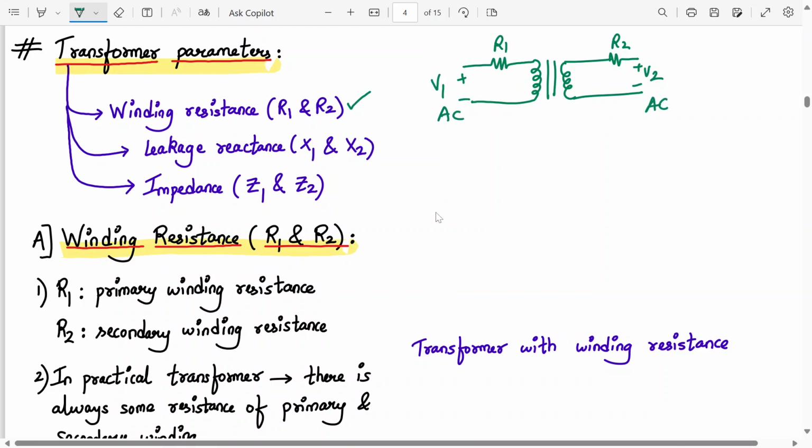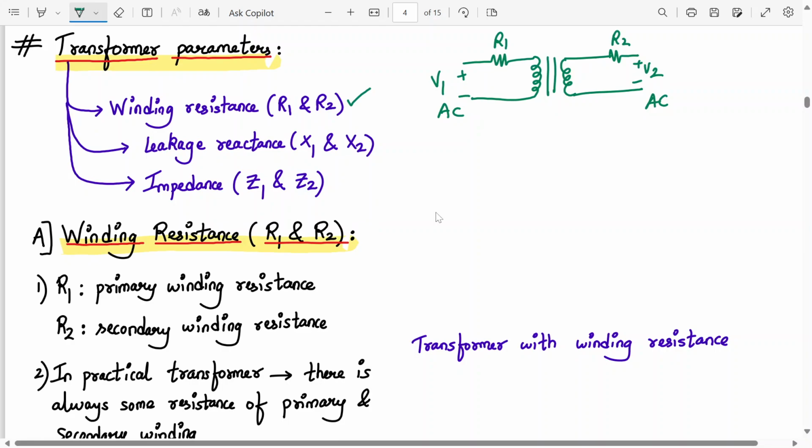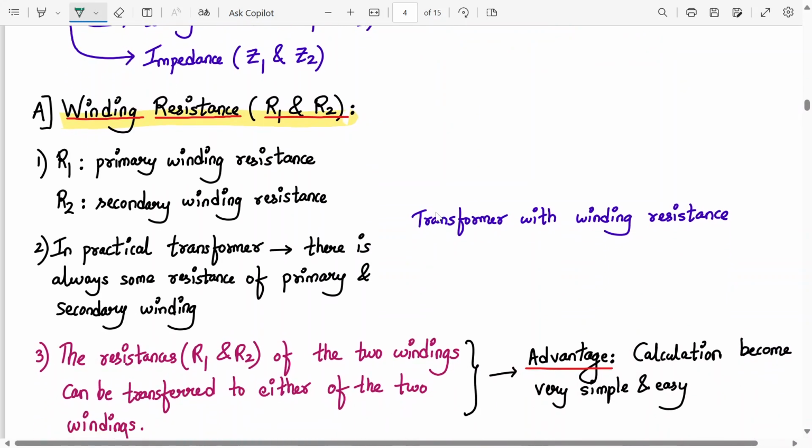Then we have leakage reactance X1 and X2, and then we have impedance Z1 and Z2. We'll see what these things are, leakage reactance. First we'll go to the primary, the first parameter, that is winding resistance.